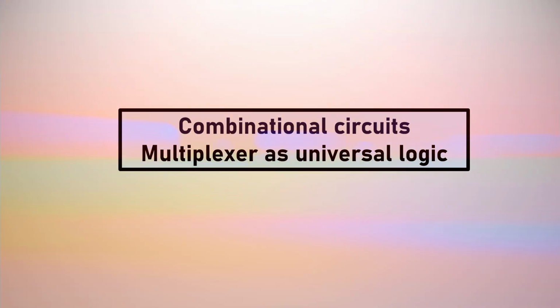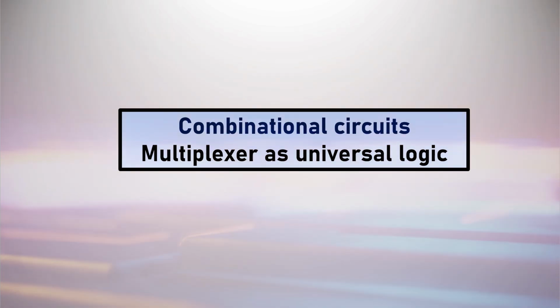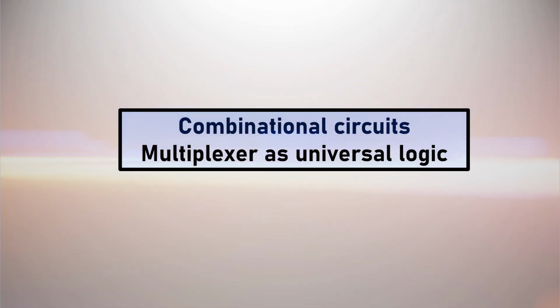In this video we are going to discuss the concept of multiplexer as universal logic. We already discussed in the previous video that multiplexer is a universal logic. We can build any logic we want with the help of the multiplexer. So this is the combinational circuit. So let's get started.